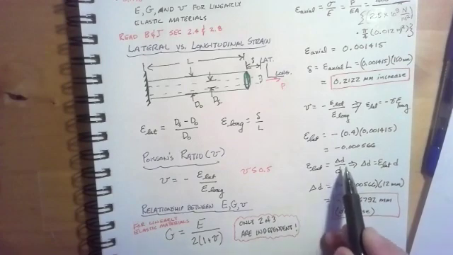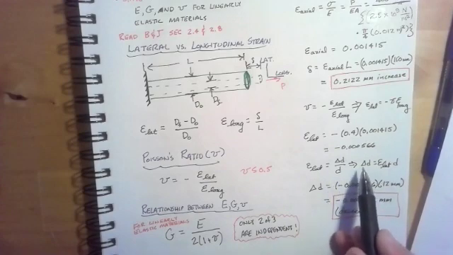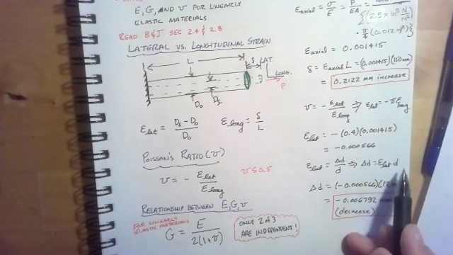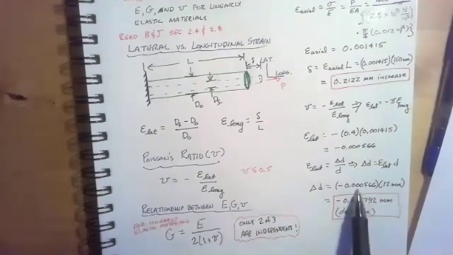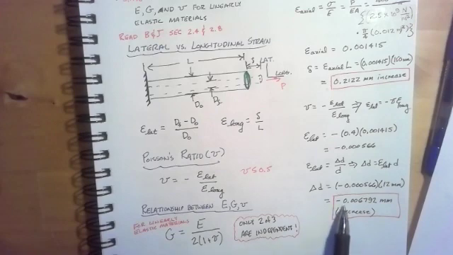Epsilon lateral is the change in diameter over the original diameter. So delta D, the change in diameter, is equal to epsilon lateral times D. So delta D is equal to negative 0.000566 times 12 millimeters. And that gives me a number equal to negative 0.006792 millimeters. So that is a decrease in the diameter of the rod.